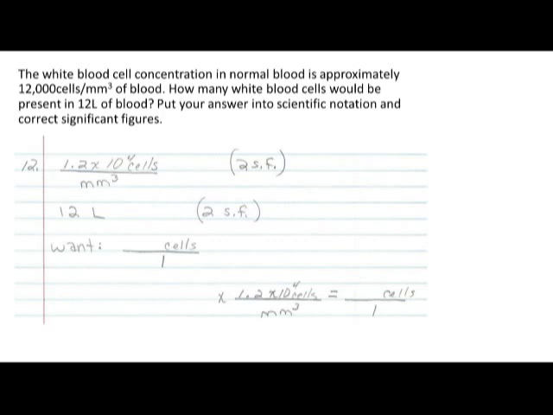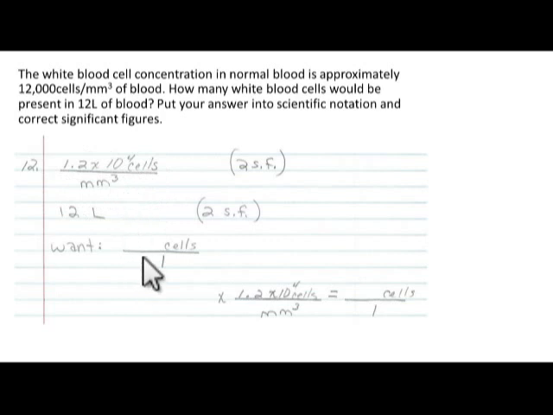Okay, this problem is kind of difficult because you have to make a few mental leaps here. But it reads, the white blood cell concentration in normal blood is approximately 12,000 cells per millimeter cubed of blood. So what I've done is I've written right down here my given information, 1.2 times 10 to the 4th cells per millimeter cubed. How many white blood cells?